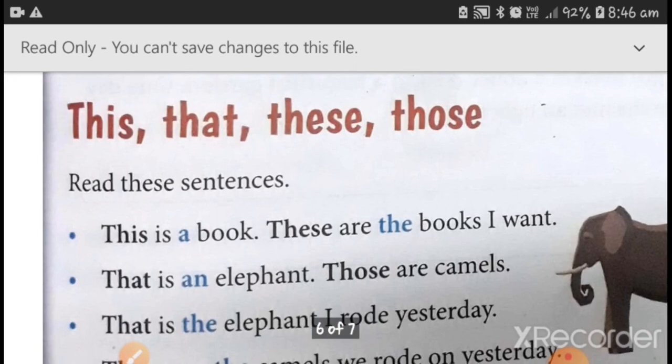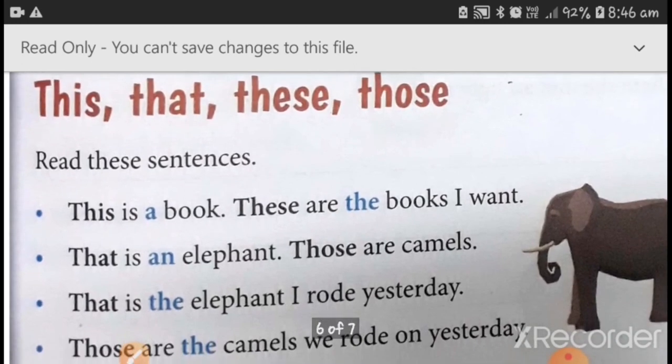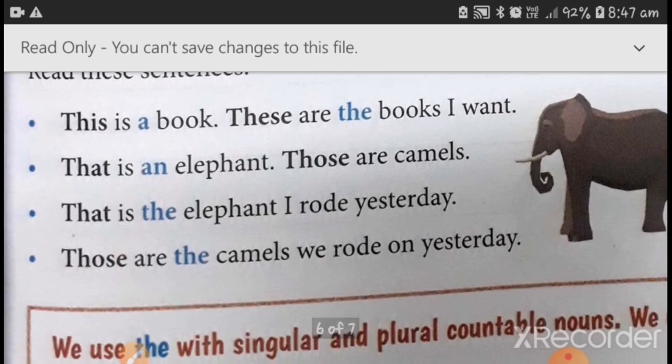So now let's look. This is another exercise. We have already completed this, that, these, those. But the articles, we have not done it. So have a look here. This is a book. These are the books I want. That is an elephant. Those are camels. That is the elephant I rode yesterday. Those are the camels we rode on yesterday.